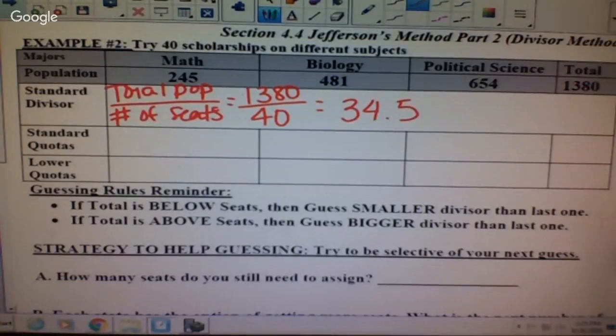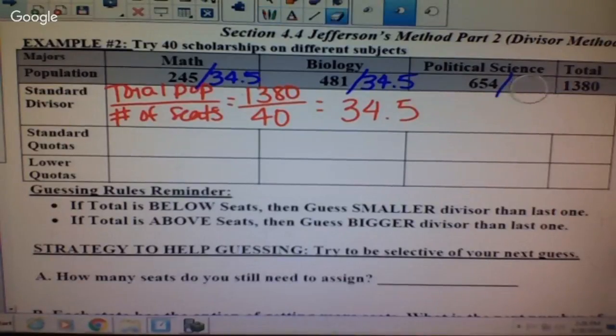Okay, so you should be used to this after Hamilton's method. My next step then is to take that standard divisor and get my standard quotas. So I need to go through and divide each one of these by 34.5. Whoops, not 3.45, 34.5. I prophesied you on the first day of school. You remember that?